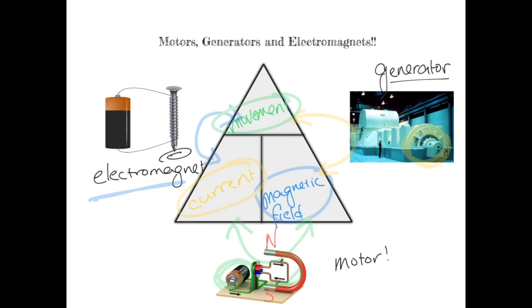So for a generator, you are actually changing from mechanical energy to electrical energy. The motor is the exact opposite. It requires electrical energy and then it converts it into mechanical energy. Alright, I hope this video was helpful and it gave you a summary in terms of motors, generators, and electromagnets.